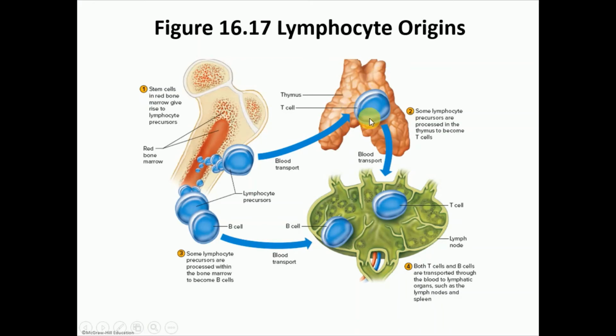if they end up reaching the thymus gland, under the effect of thymosin hormone, are going to mature into T lymphocytes. And then T lymphocytes can also nestle here in your spleen and the lymph nodes.